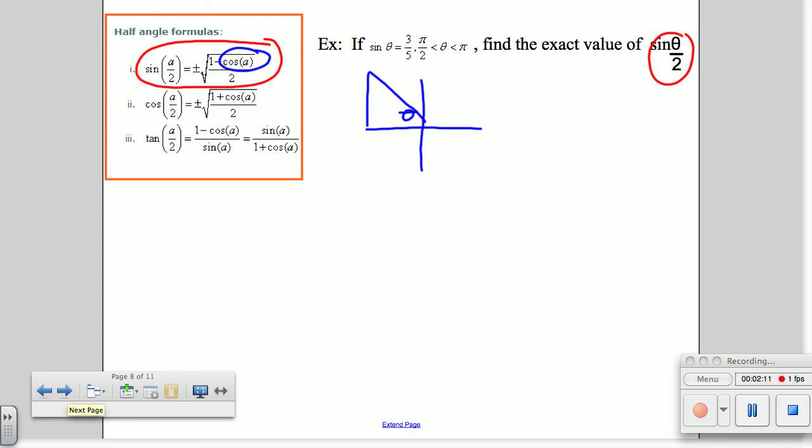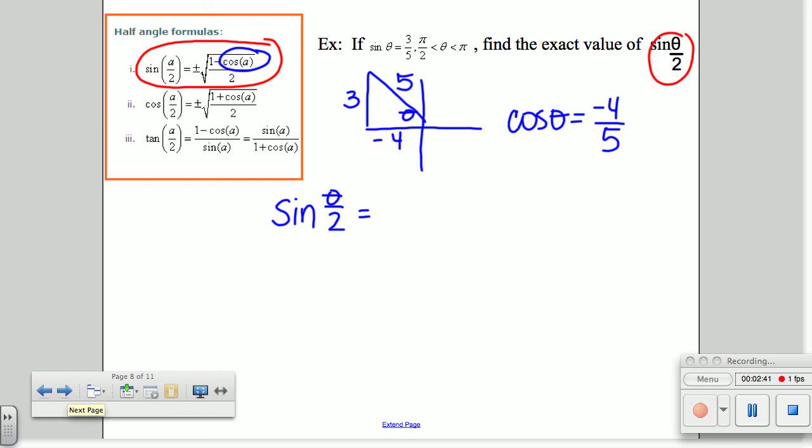Now, sine is opposite over hypotenuse, so we're going to get 3/5, and this is a 3, 4, 5 right triangle, so -4 is on the bottom. And I know cosine is adjacent over hypotenuse, -4 over 5. Right now, I'm trying to find the sine of half that angle. So not of theta, but half of theta. And I can use the formula.